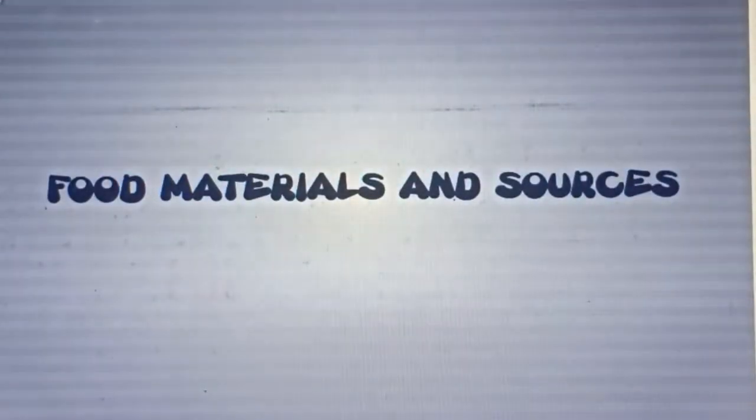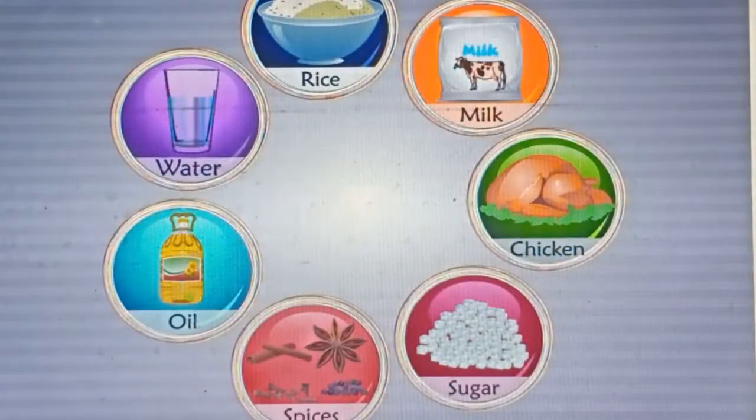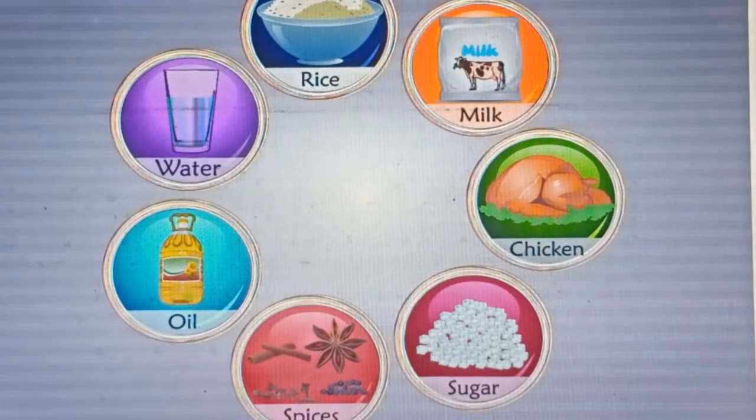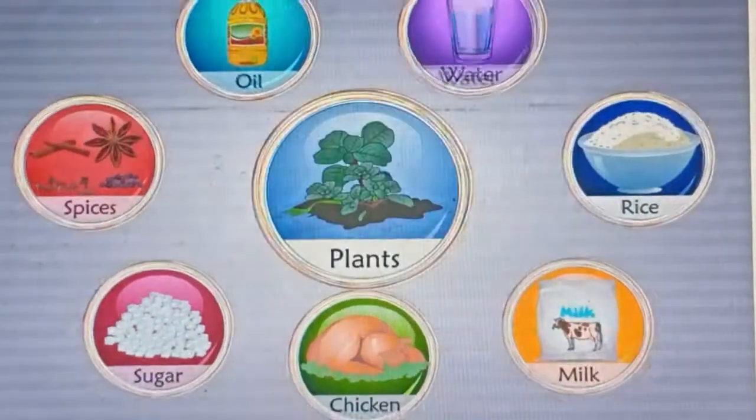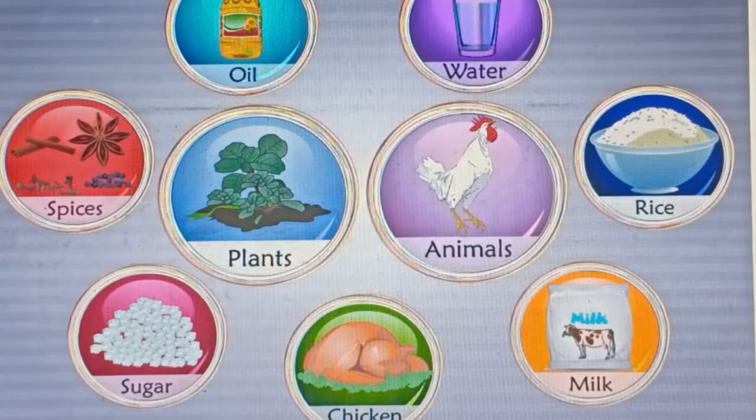Food materials and sources. We all know that a variety of ingredients are required for preparing different food items. These ingredients are obtained either from plants or animals.